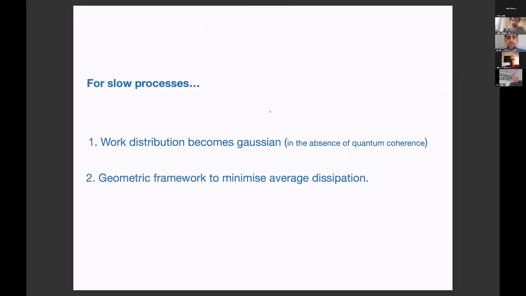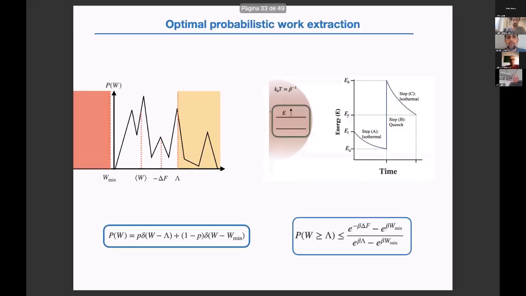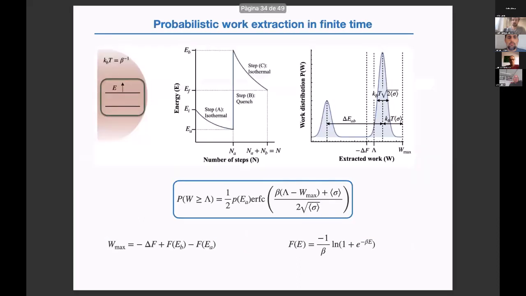And with this, we have all the tools needed. Because now I go back to the optimal protocol that I was discussing, that, remember, consisted of two perfect isotherms separated by a quench. So now what we can naturally do is change these isotherms to finite time but slow processes. And as a consequence, these Dirac deltas will become Gaussian distributions. So the work distribution will look something like this.